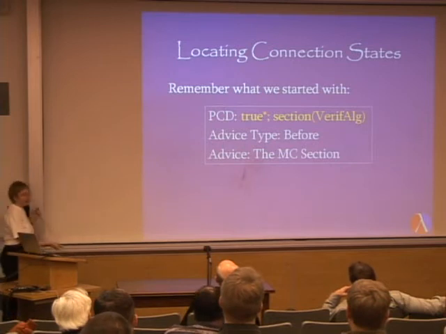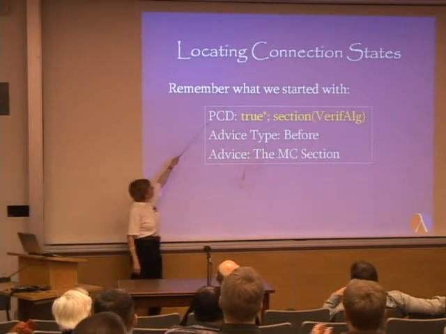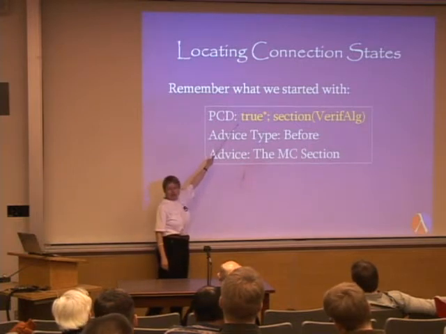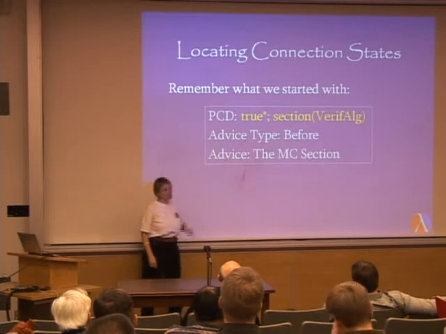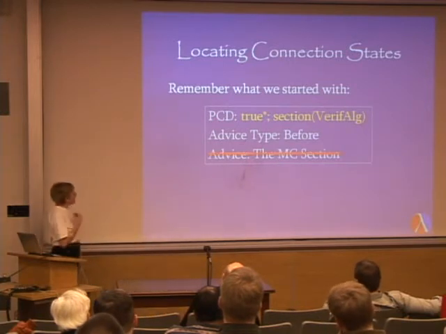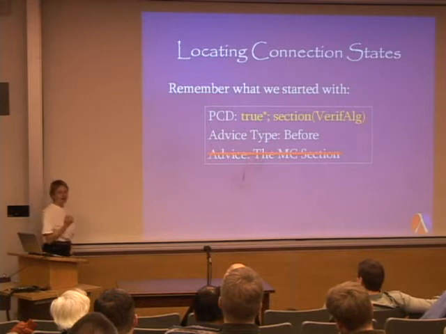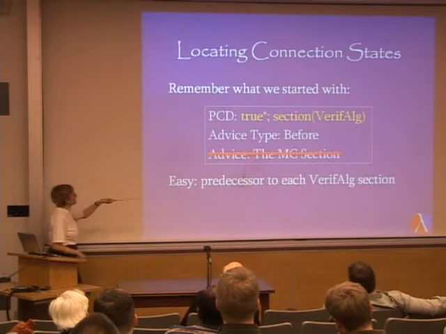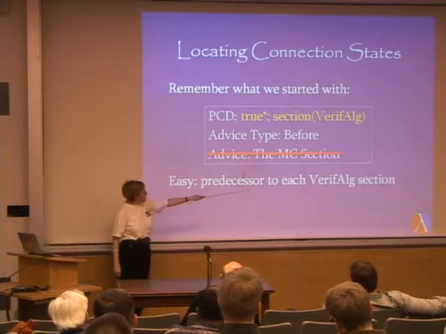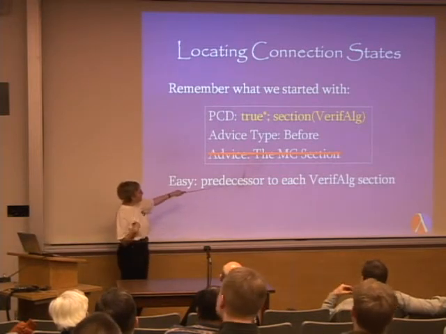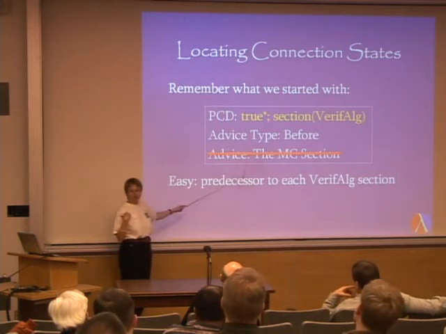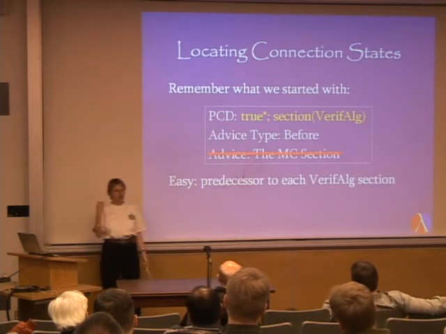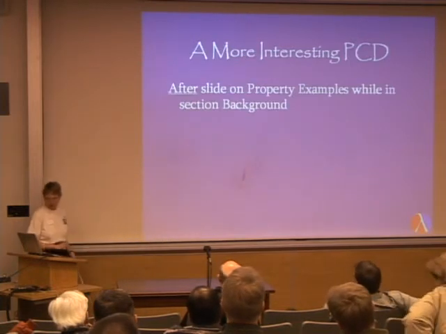Okay, where did we start? If you think about what aspects do, we started with these PCDs. They're telling you where I might apply advice, and what kind of advice you're going to apply. The advice itself is irrelevant. I just need to know where it is going to go. Okay, this case is easy. If I find the verification algorithm section, I'm going to hook up that new section at the predecessor state. All right? So from this specification, I can locate the states at which I actually need to save those labels.